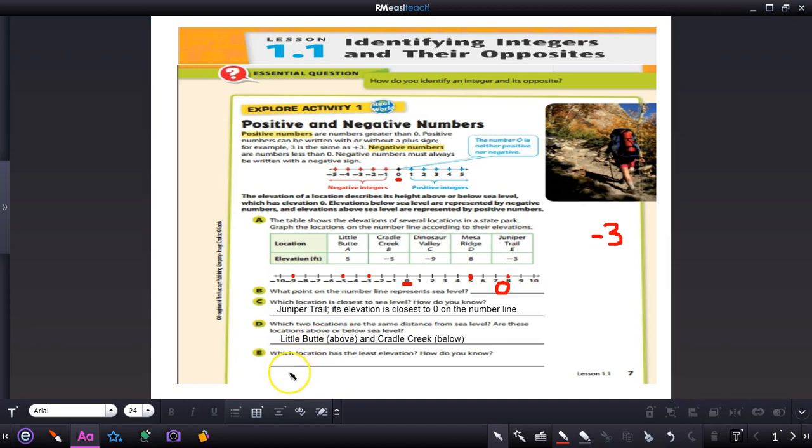And then finally, letter E. Which location has the least elevation, and how do you know? We can see Dinosaur Valley has the least elevation. We know it's -9, or 9 feet below sea level. The reason we know that, just by looking at the number line, is its elevation is farthest left on that number line. You can see there's not any number going any farther left than Dinosaur Valley.